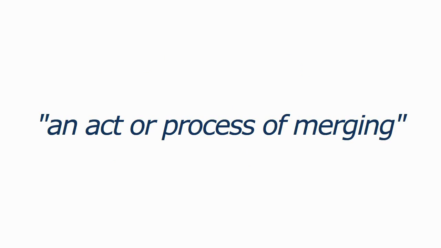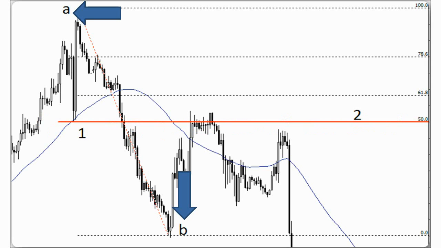So to define a confluence, it's pretty simple. It's an act or a process of merging. When two or more variables are present, a confluence exists, and these areas are a good place to look for a trading opportunity. So let's take a look at this chart here, and we'll see if we can find a confluence of variables through technical analysis.